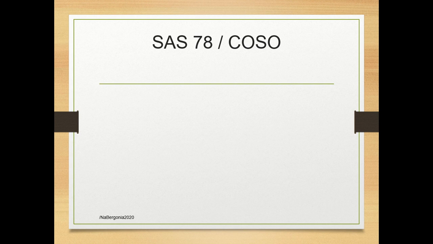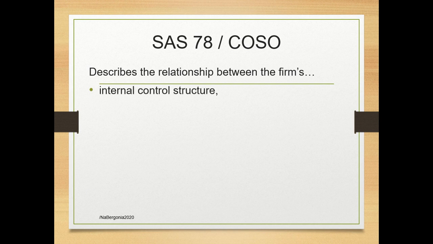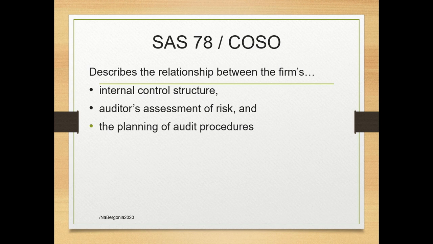So itong Statement of Auditing Standard number 78, on the other hand, was developed for auditors and described the complex relationship between the firm's internal control, the auditor's assessment of risks, and the planning of audit procedures. So, this Statement of Auditing Standard 78 or the COSO framework consists of 5 components. Okay? So, anyways, mamaya natin pag-usapan yung 5 components. So, itong framework na to, okay, it describes the relationship between the firm's internal control structures, nabanggit ko kanina, the auditor's assessment, as well as the planning of the audit procedure. So, bakit itong tatlong to are interrelated?